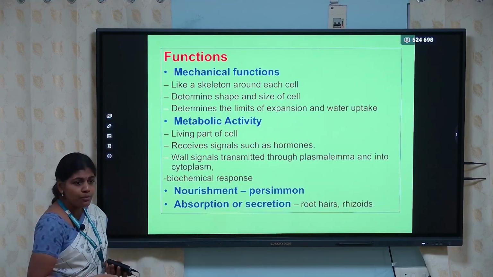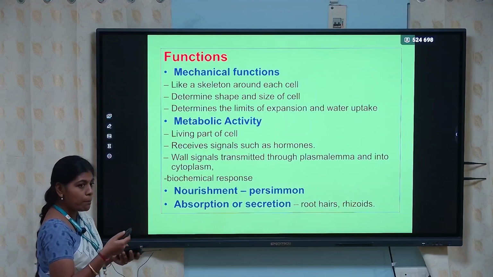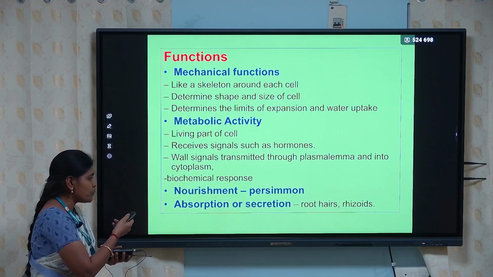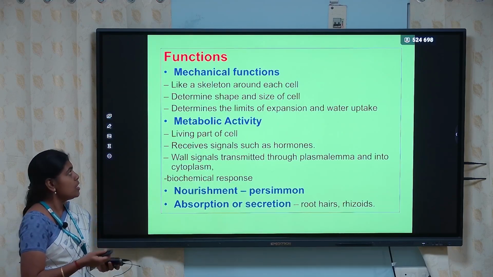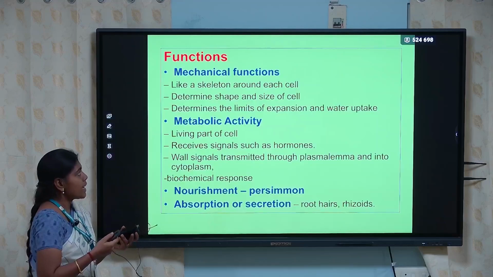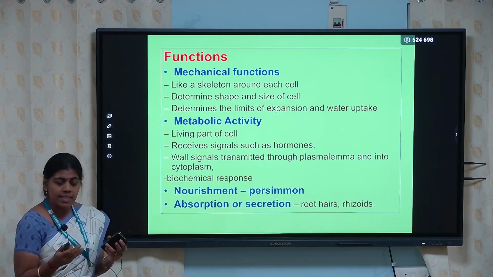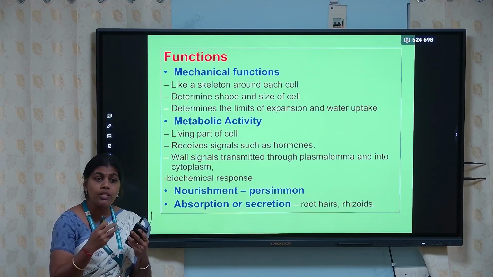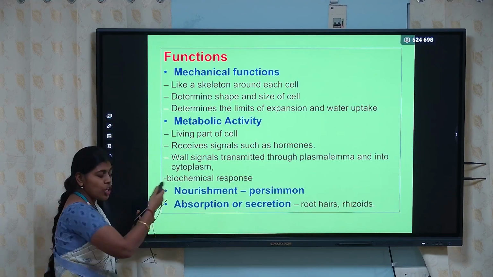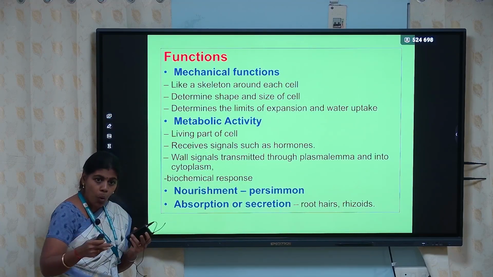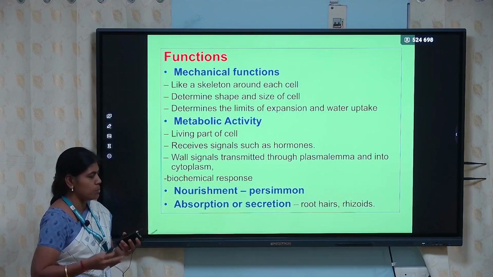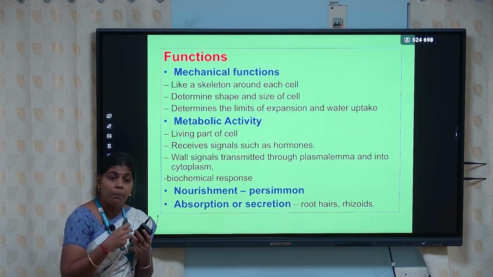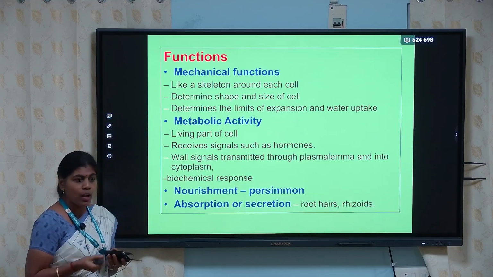And what is the main function of the cell wall? The main functions are mechanical function, metabolic activity, nourishment, and absorption or secretion. So what is the mechanical function? It is like a skeleton around each cell. The cell wall surrounds the cell and gives it its shape, and it determines the shape and size of the cell. Based on the cell wall, the minimal or maximal size is determined, and it sets the limits of expansion by water uptake. The permeability of the cell wall determines the uptake of water.